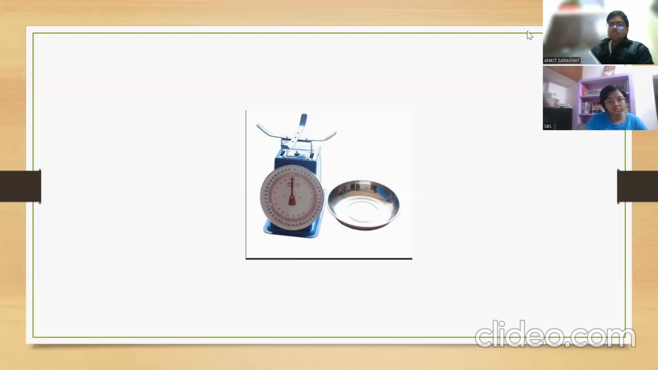You will say, sir, there is no spring here. Then how is the weight measured? He is standing on this platform. Then what is he doing? He is applying pressure on that. You can say pressure, and one more thing, normal reaction force, because his foot is in contact with this platform.